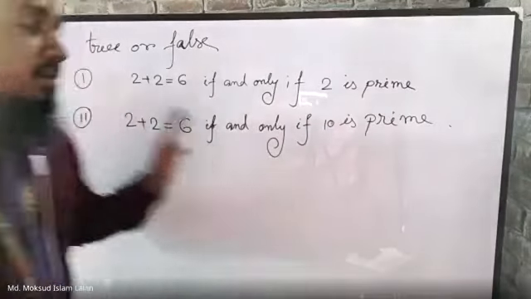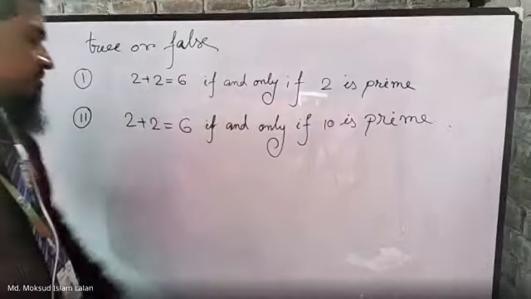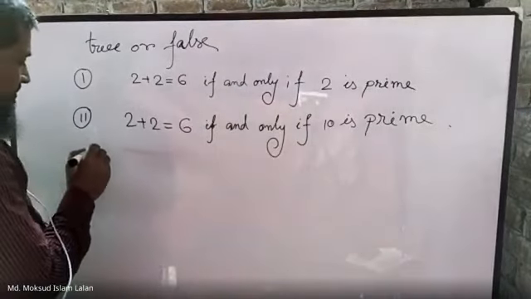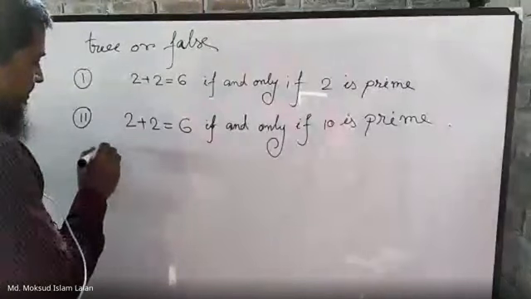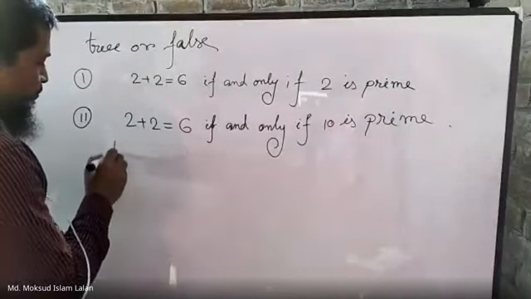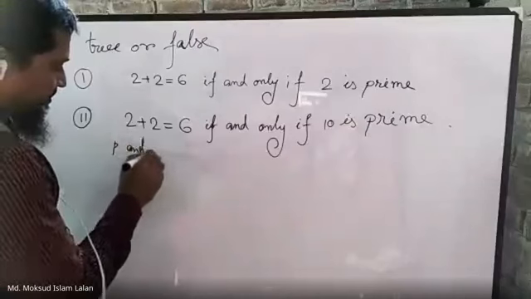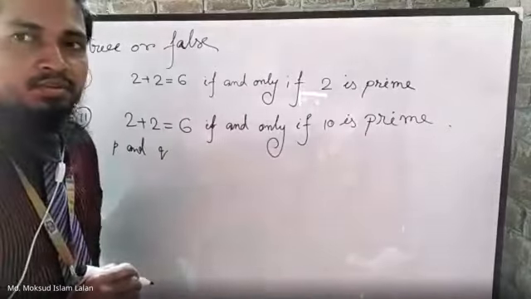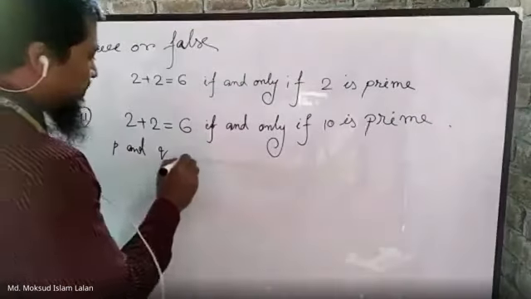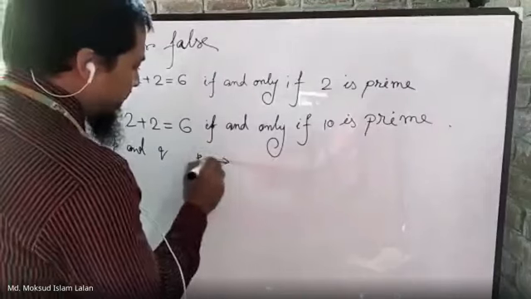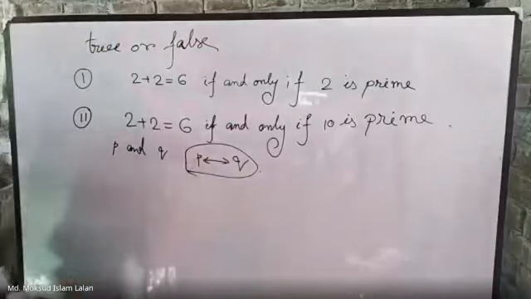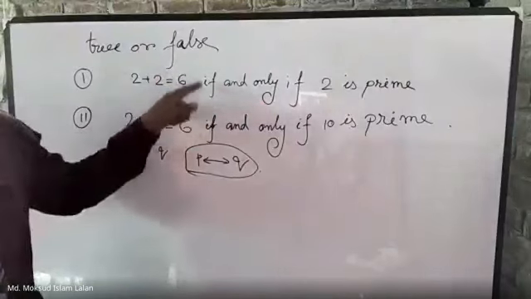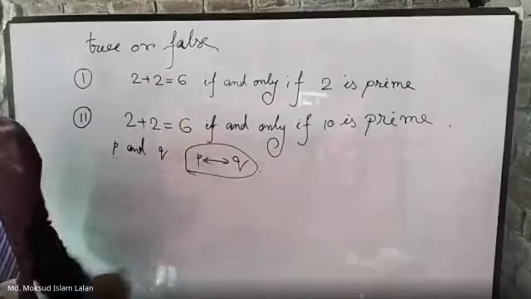Instead of solving this math, if I ask you, can you draw a table between two propositions P and Q? I mean the biconditional. Can you draw the table? Would you please try to draw the truth table? This is our main question. Would you please try to draw the table? This is very important.